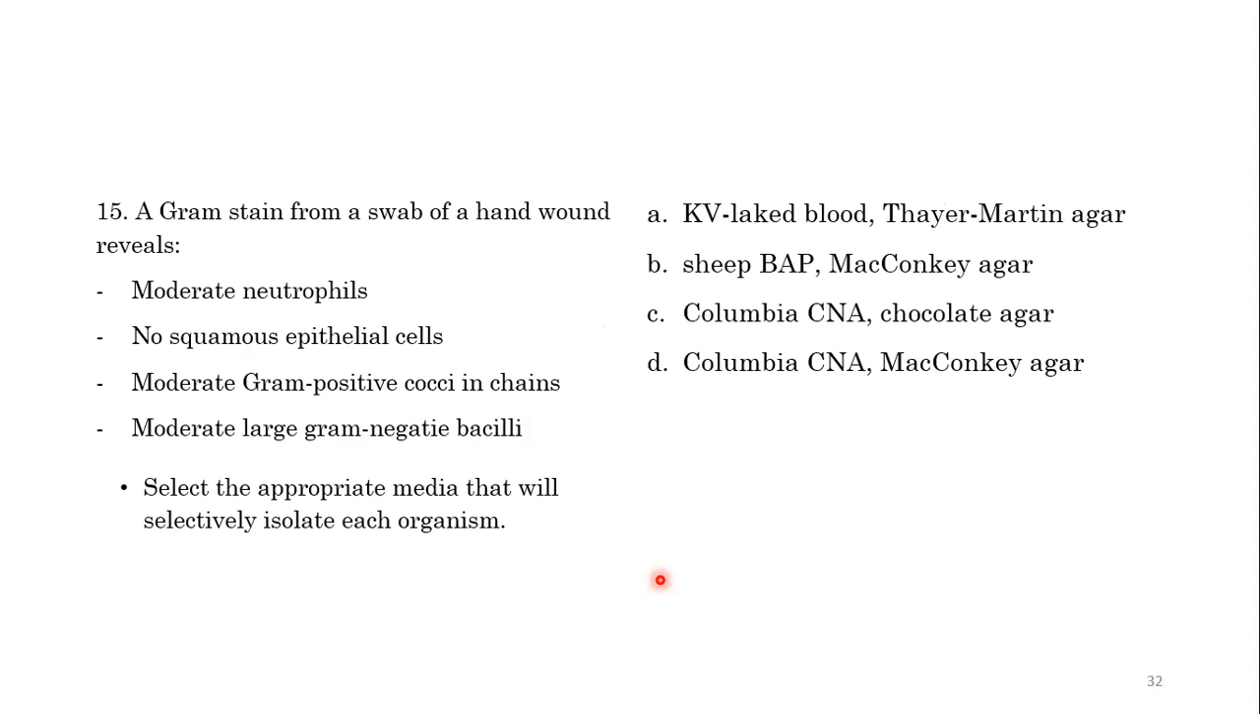Number 15, a Gram stain from a swab of a hand would reveal moderate neutrophils, no squamous epithelial cells, moderate gram-positive cocci in chains, moderate large gram-negative bacilli. Select the appropriate media that will selectively isolate each organism. A. Kanamycin, vancomycin, lake blood, Thayer Martin agar. B. Sheep blood agar plate, MacConkey agar. C. Columbia CNA, chocolate agar. Or D. Columbia CNA, MacConkey agar.